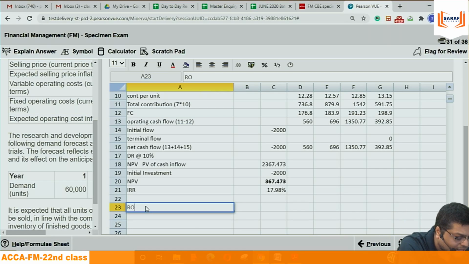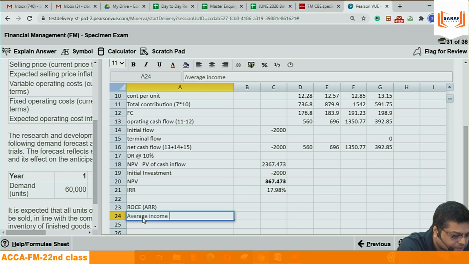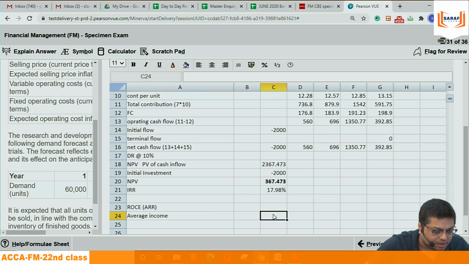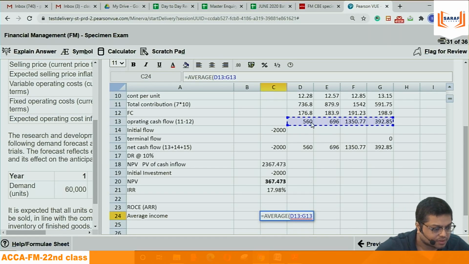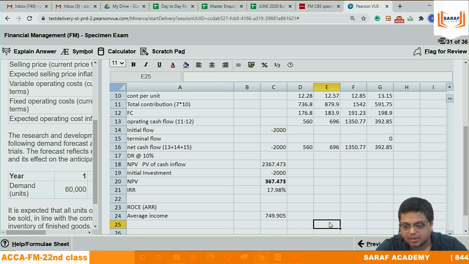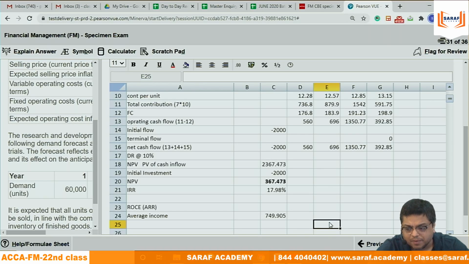Now, one more thing we need to calculate: ROCE, return on capital employed, which was also called accounting rate of return. What is that? First of all, average income. Again, see, equal to AVERAGE, average of what? This. Bracket closed. Get the average. Why would I use any calculator when Excel is allowed in the exam? NPV, NPV. IRR, IRR. Average, average.